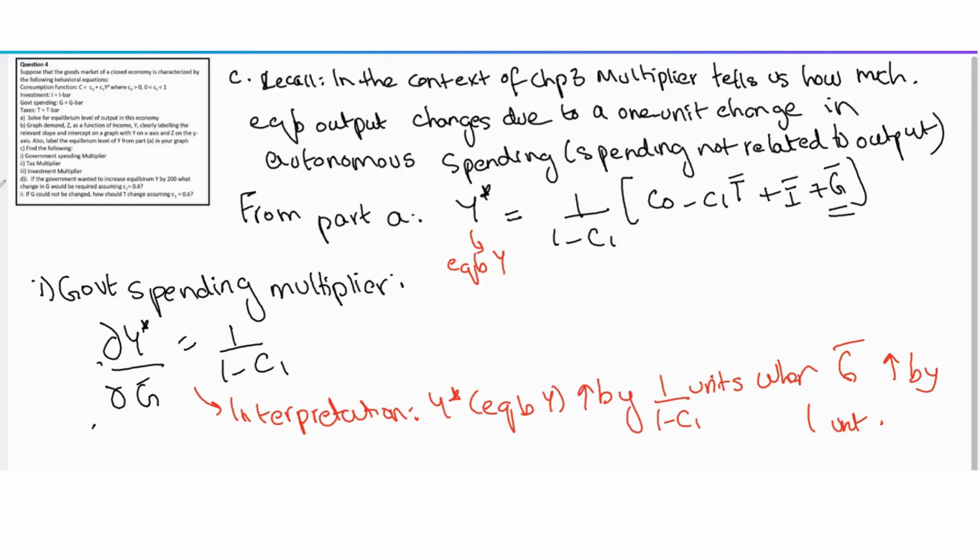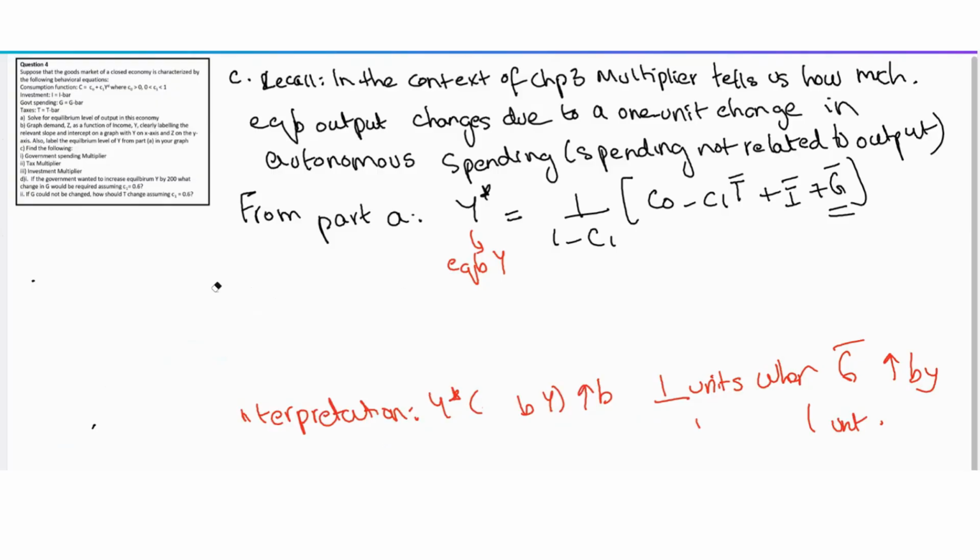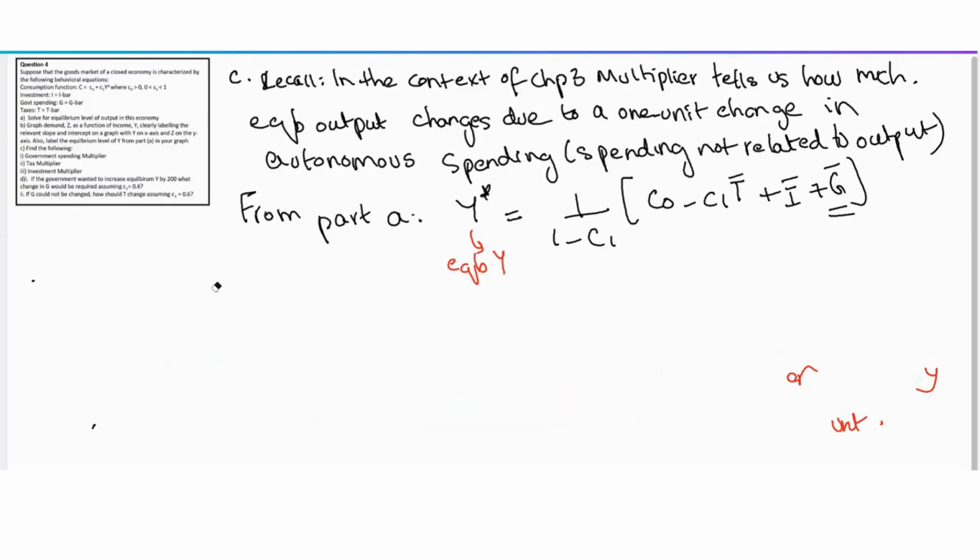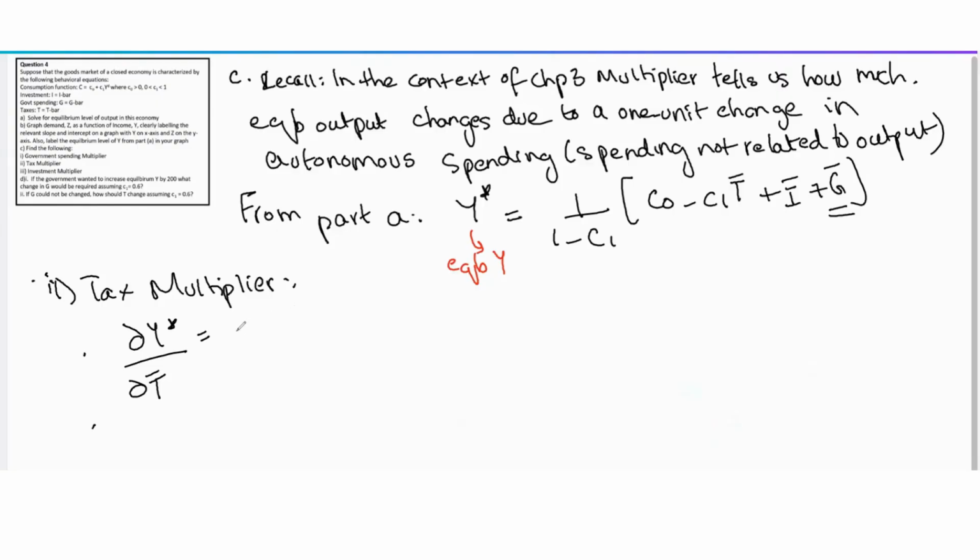What if we wanted to find the tax multiplier instead? Like we said, the tax multiplier would tell us how much equilibrium output changes due to a 1 unit change in autonomous taxes, T bar. So the tax multiplier would be simply partial Y star by partial T bar, which is just going to be equal to minus C1 by 1 minus C1.